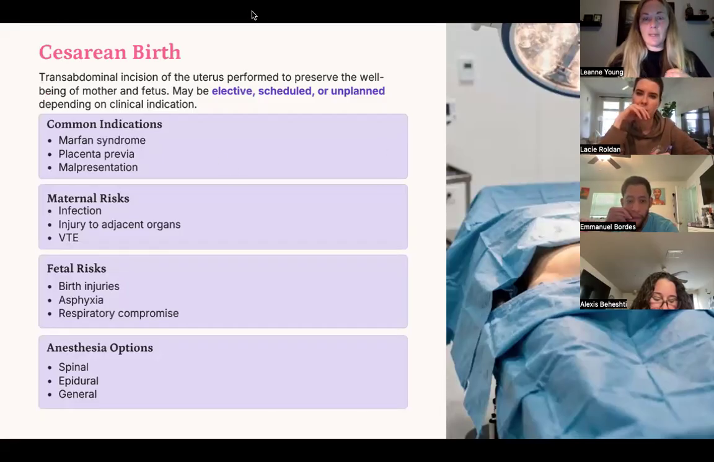C-sections. Let's talk about C-section. This is when we have an incision of the uterus performed to preserve the well-being of mom and fetus. C-sections can be elective, scheduled, or unplanned depending on clinical indication.